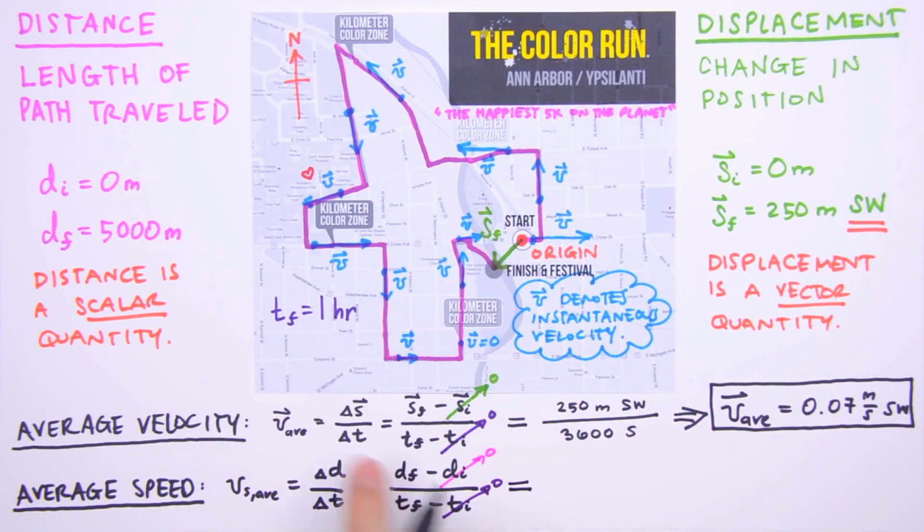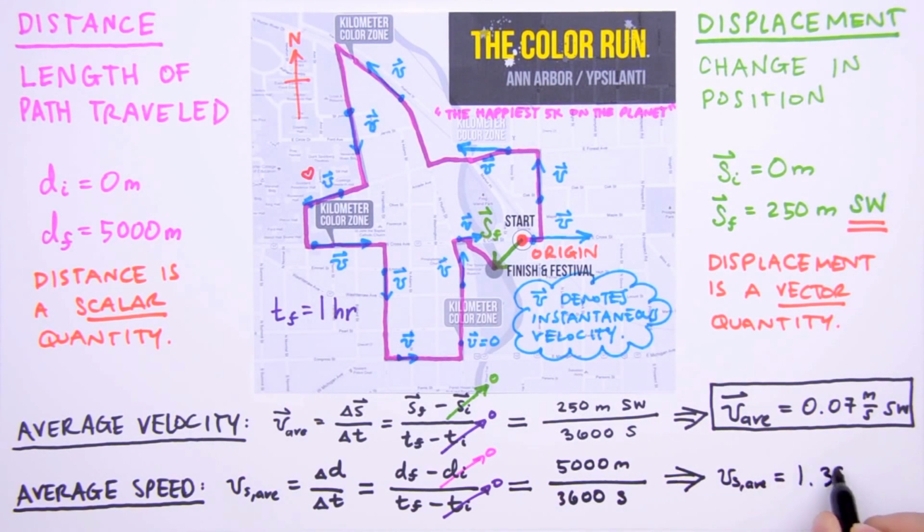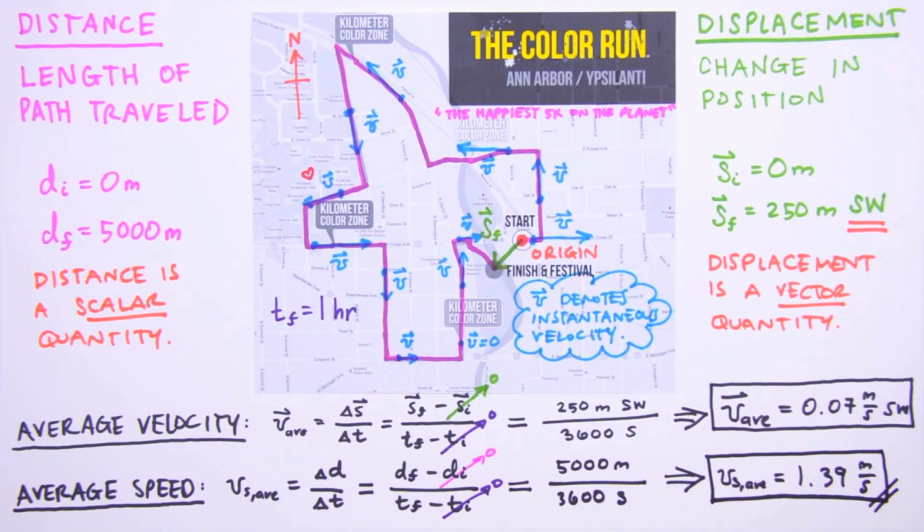For final distance, we have 5,000 meters, and again, final time in seconds is 3,600. This implies that our average speed is 1.39 meters per second. Pretty pokey for a so-called runner, but it seems much more reasonable than the snail speed value we got for average velocity. So what's the difference?